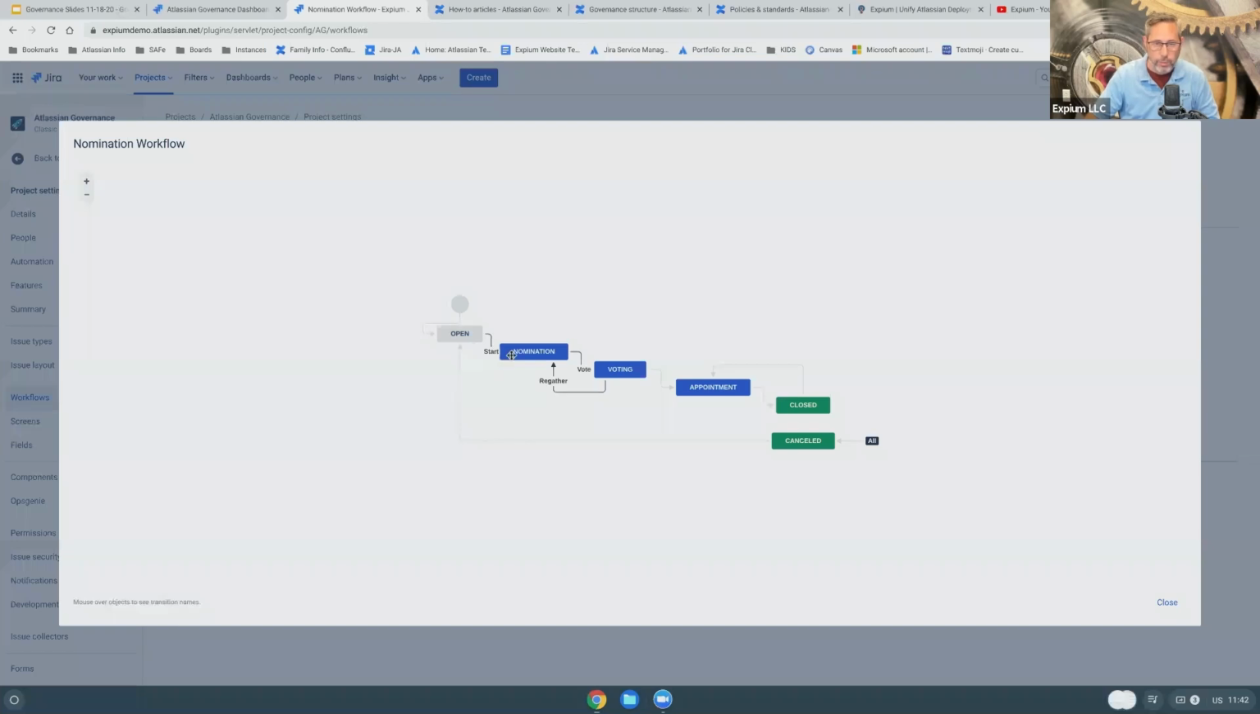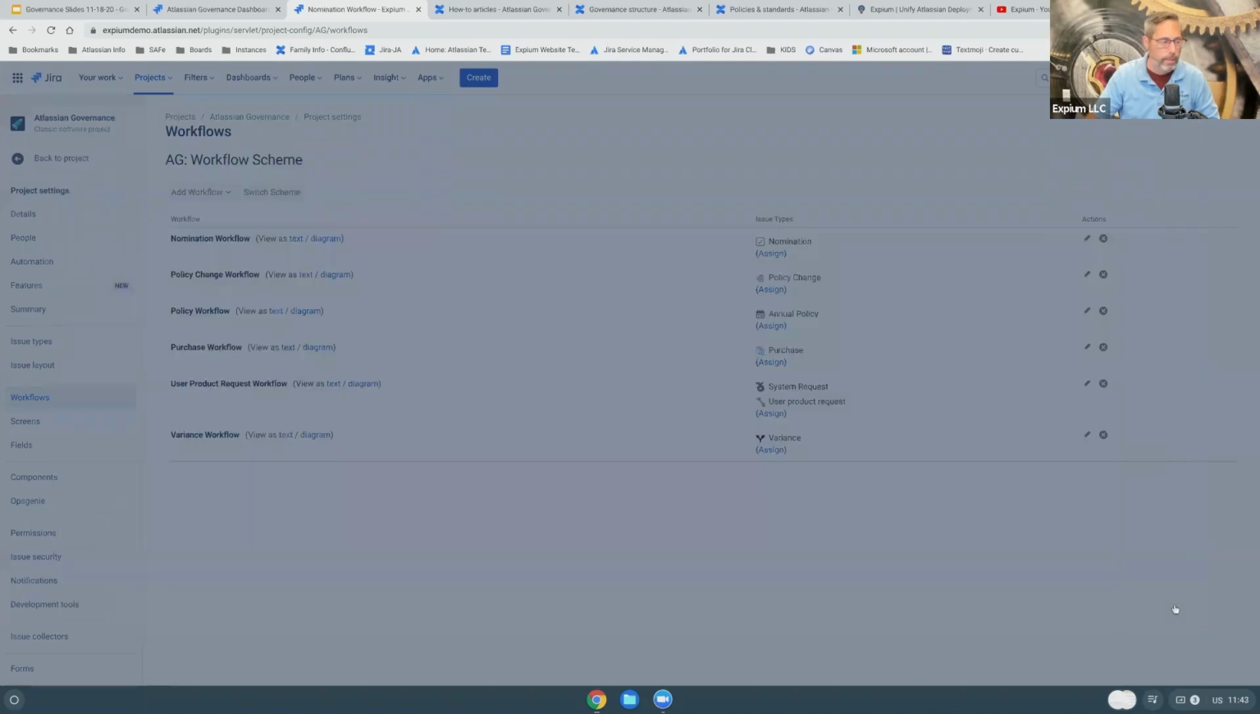We have a nomination process. We actually use the voting switch in the Jira ticket to have people go out and vote on people. And then we can go through an appointment process where the person who gets the most votes gets presented to the steering committees and gets approved or something like that.